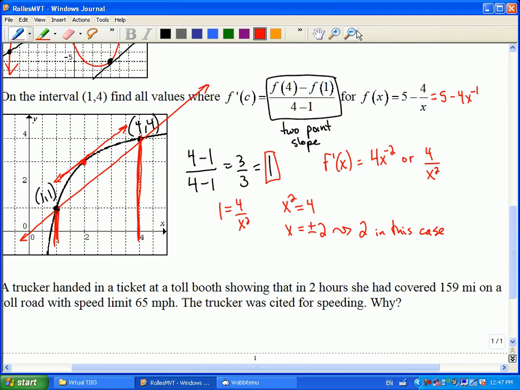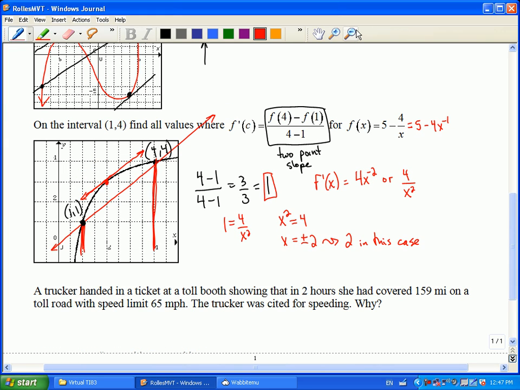So, for example, existence as far as having to explain yourself. Here's an example where the mean value theorem applies. It's harder to find these examples for the mean value theorem because, as I say, they're generally used in mathematics to prove existence. So a trucker's handed a ticket at a toll booth because in 2 hours they went 159 miles, and the speed limit is 65 miles per hour. So how is that possible if you don't have a police officer with a radar gun saying, look, I can see that you went over the speed limit, right?